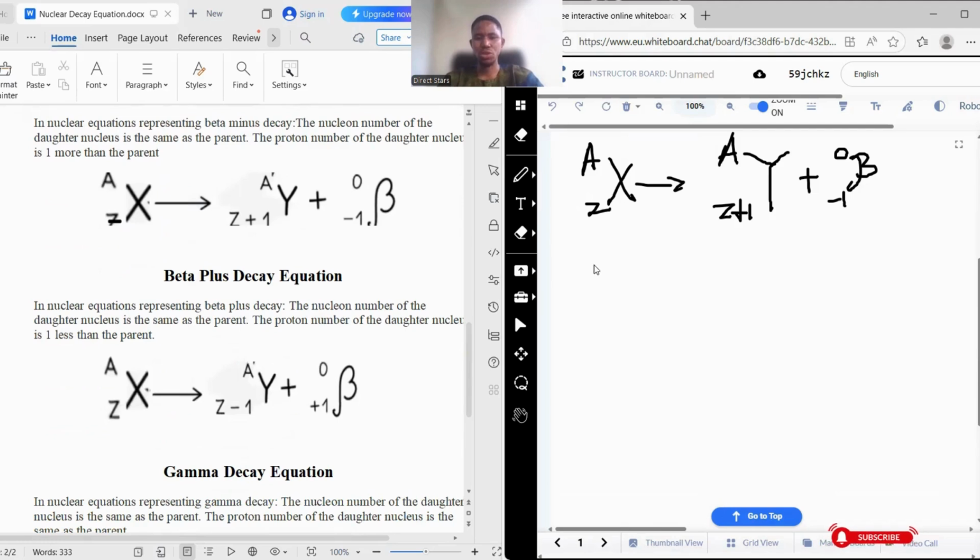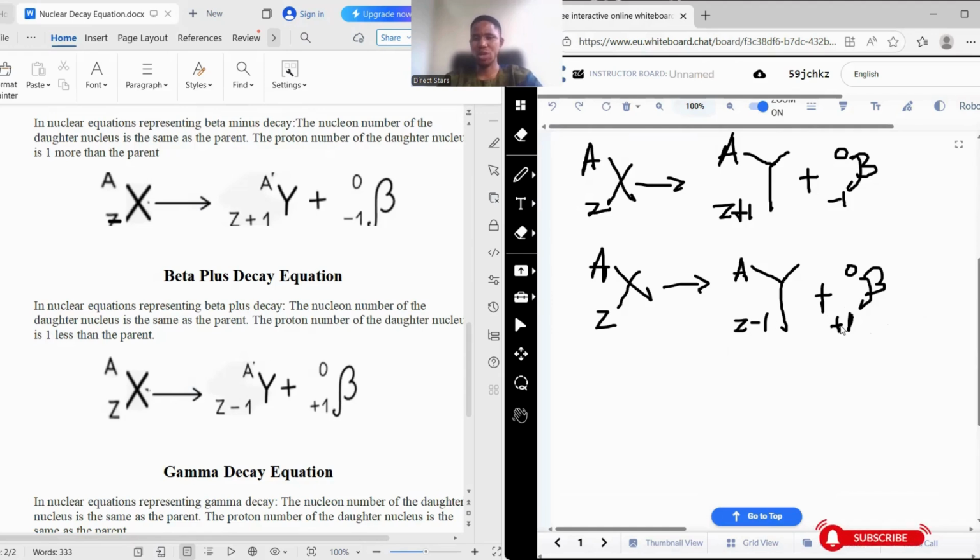In the beta plus decay equation, when we have A, X, Z, we still have the same mass number: the parent nucleus is the same as the daughter nucleus. We have A, where the daughter nucleus will be Y, with Z minus 1, plus beta plus. Beta plus has mass number 0 and plus 1 as its proton number. So you can see this is balanced too. Z minus 1 plus 1 gives Z. A plus 0 will still give us A.